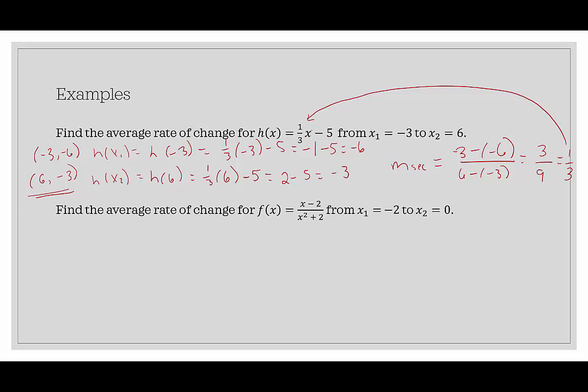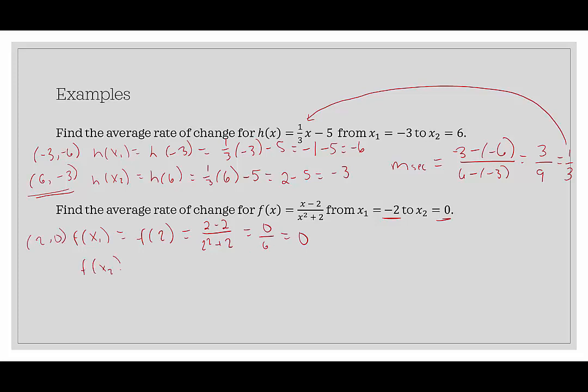In our last example, we want to find the average rate of change for f of x at negative 2 and 0. So first I need to figure out the corresponding output values. Let's see, f of x sub 1 is going to be f of 2, so that's going to be 2 minus 2 over 2 squared plus 2. Well, 2 minus 2 is 0. It really doesn't matter what's down here, but we'll just say it's 6 because it is. And so we have the ordered pair 2, 0.